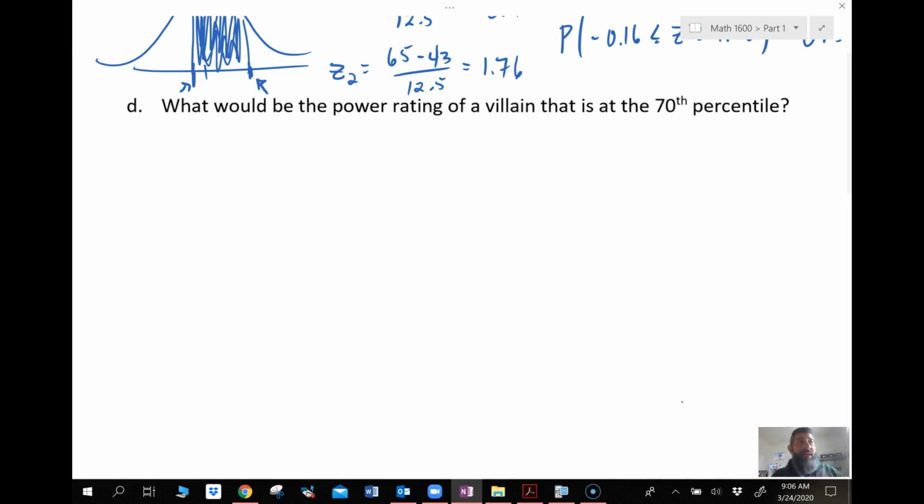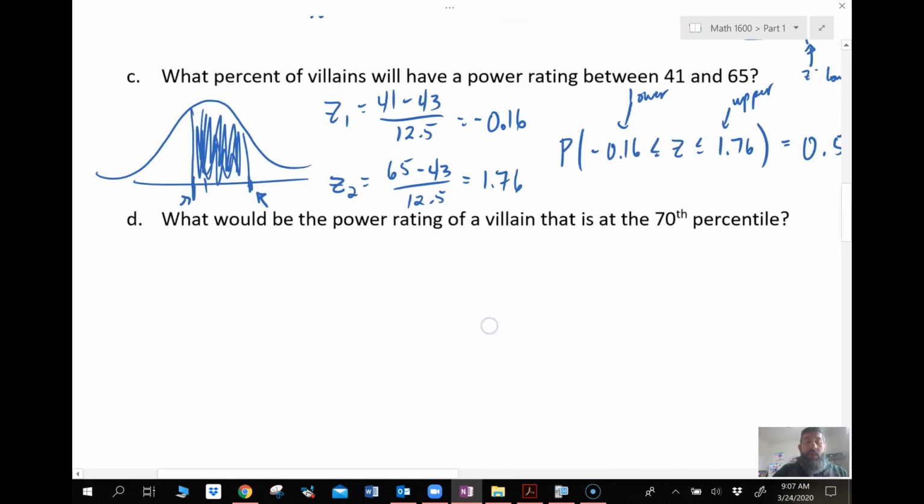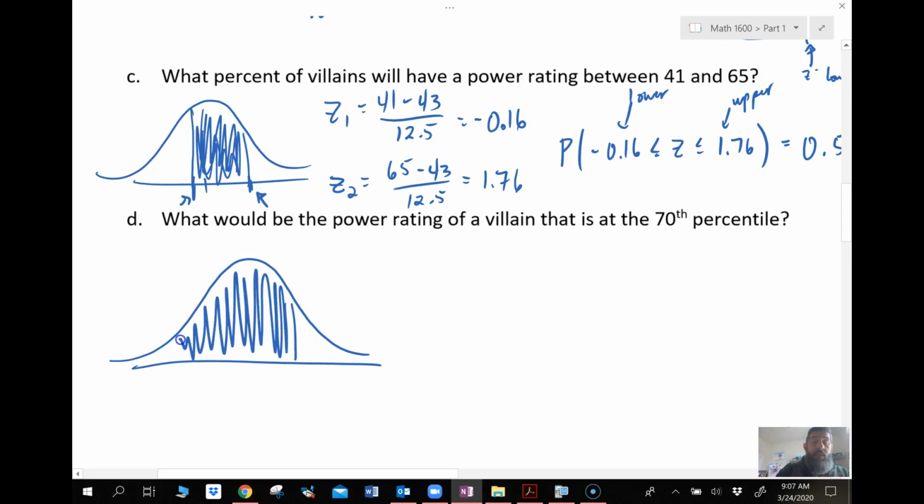Just to bring you back a little bit, remember that a percentile is the value at which that percent is below. So what is the power rating so that 70% of all villains are below that power rating? If I was looking at the normal distribution, all this shaded area here is 70%, so 0.7. What I'm interested in knowing is what this value is, given the power ratings that I have.